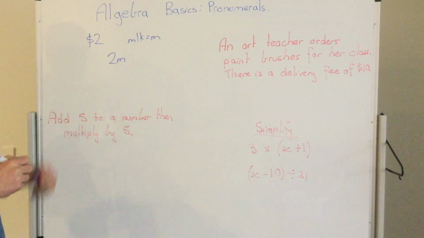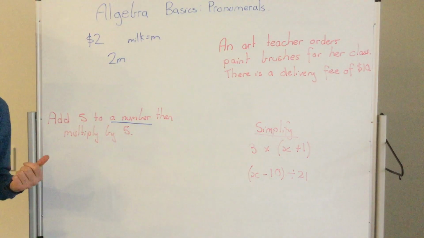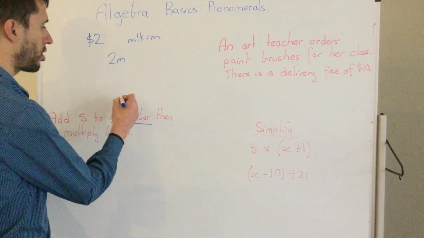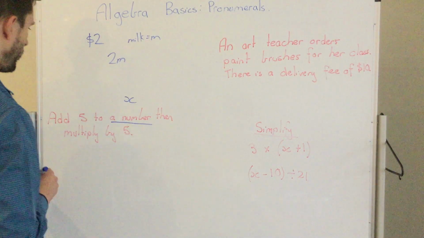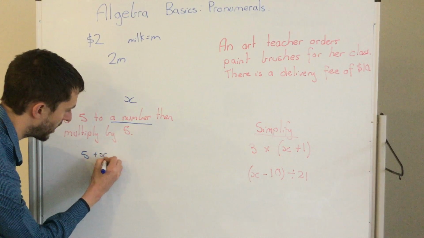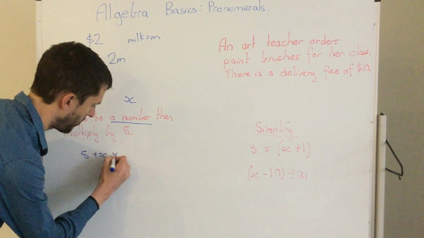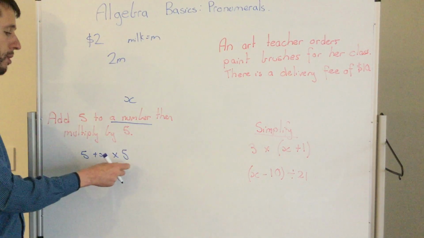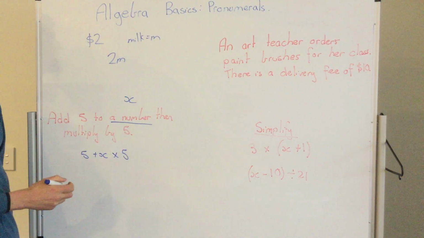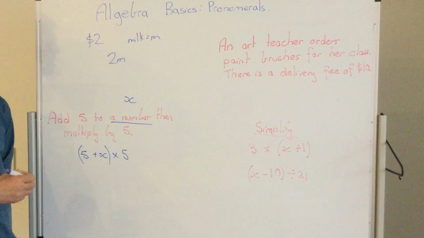So let's look at this question here. Add 5 to a number. A number is the unknown. We don't know, so we are going to be giving that a letter. I like to use the letter X. So add 5 to a number: 5 plus X. Then multiply it by 5. We know we need to multiply after this has been added, so we need to think about our order of operation, BODMAS. How do we ensure we do addition first? We group it by using brackets.